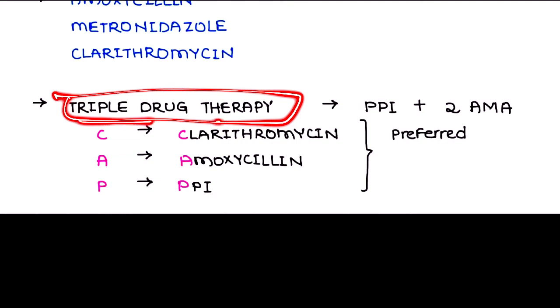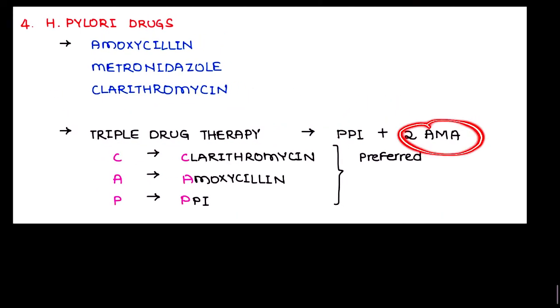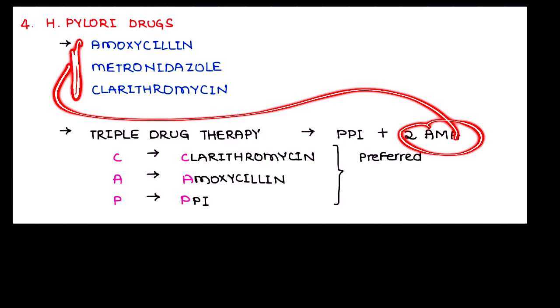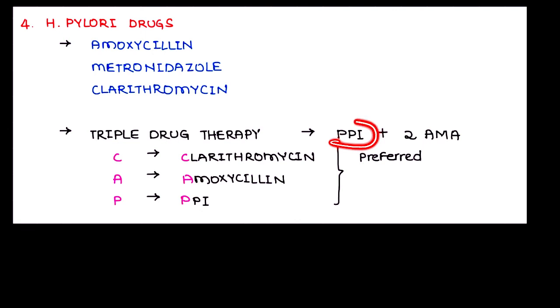Now what is this triple drug therapy? It is nothing but 2 antimicrobial agents along with one proton pump inhibitor. What are the antimicrobial agents? These are amoxicillin, metronidazole, or clarithromycin, right? And we need to add one proton pump inhibitor.